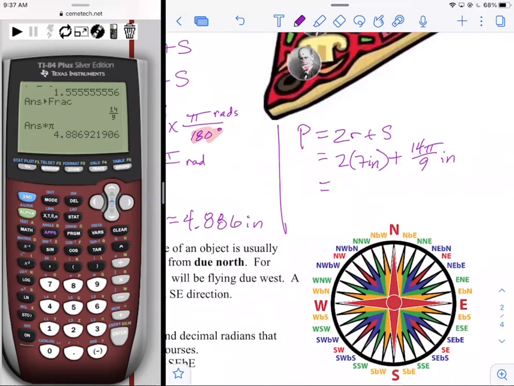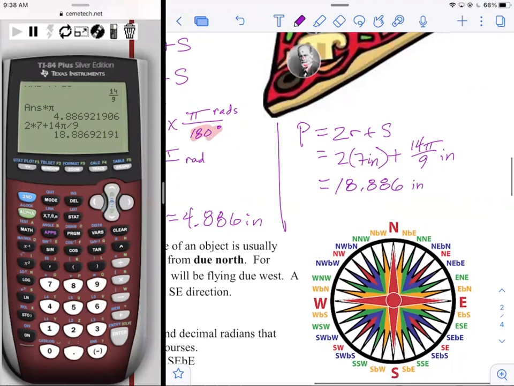All right, so now that we have it written on our paper, inches plus inches is inches. The units match. So we'll just type it in. 2 times 7. I don't know what that is, so I'm just going to type it in. Okay, plus 14 pi divided by 9. Okay, so that's 18.886 or 887 inches.